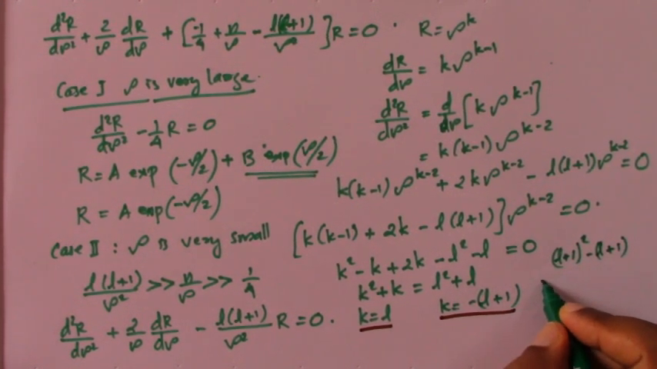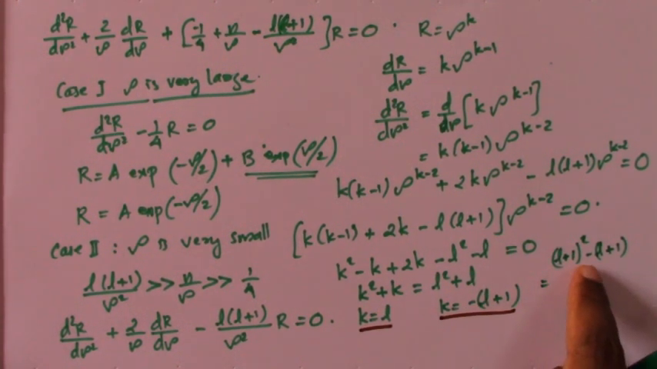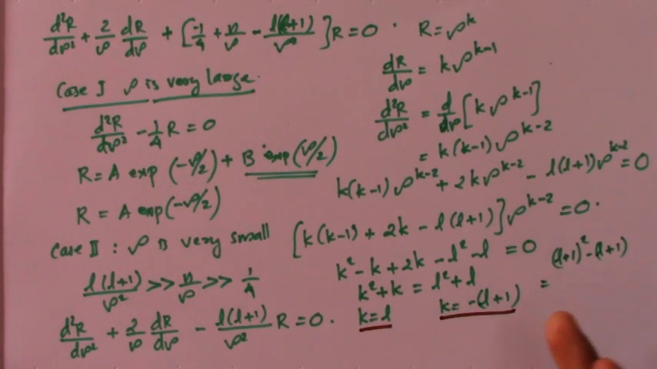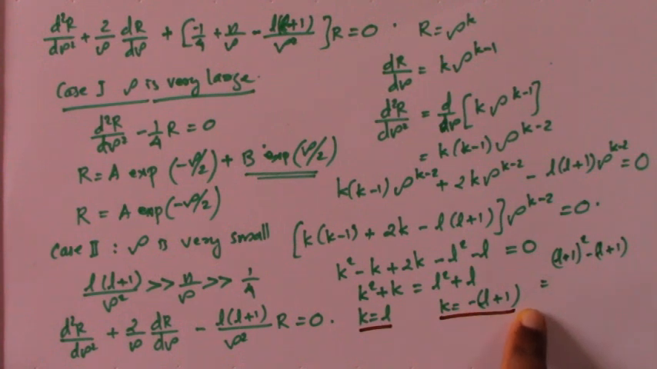Okay, we can find out what is the value of this one. We only took the left hand side of this one, so we can check that it is equal to L square plus L. If it is equal to L square plus L, then this equation is valid for k is equal to minus of L plus 1.